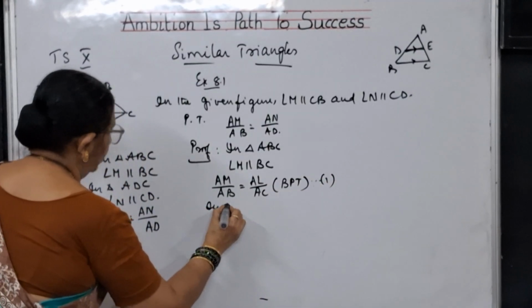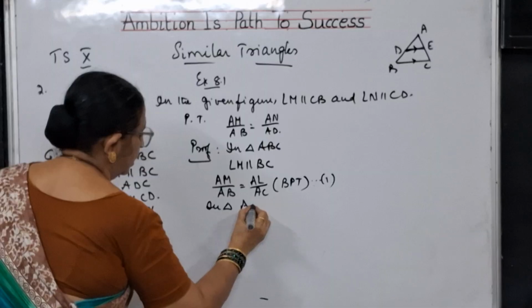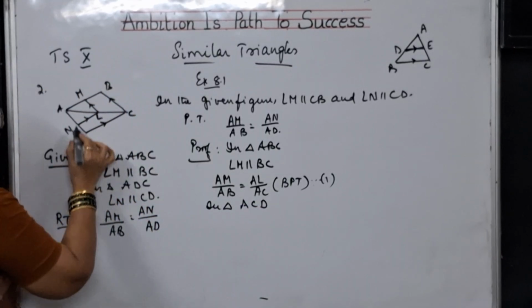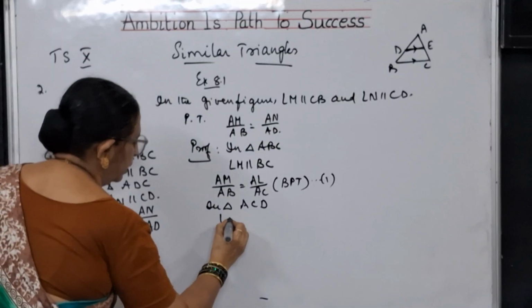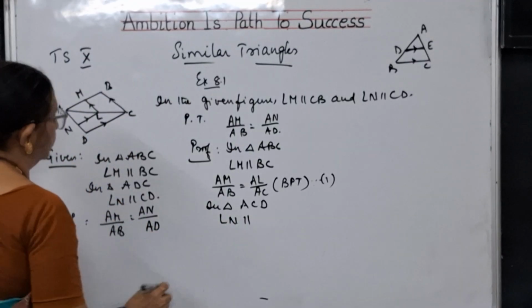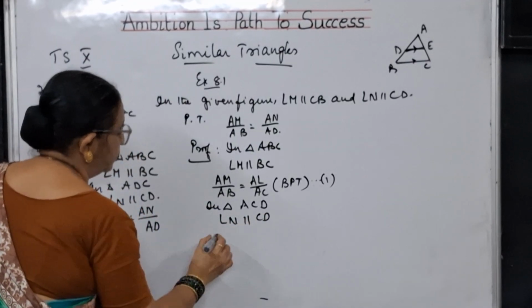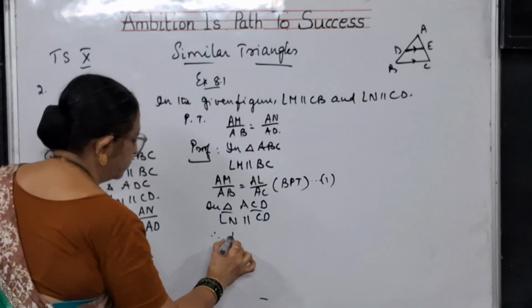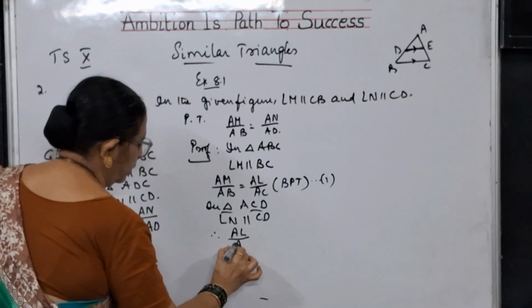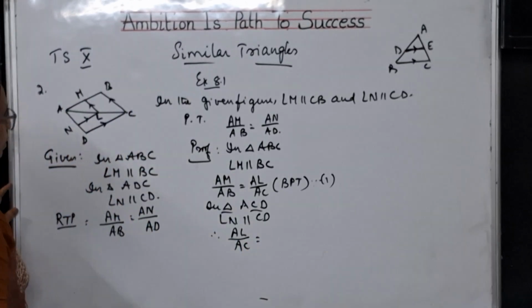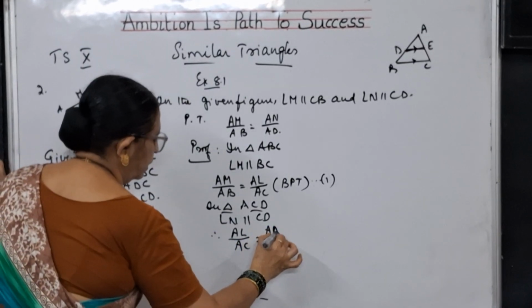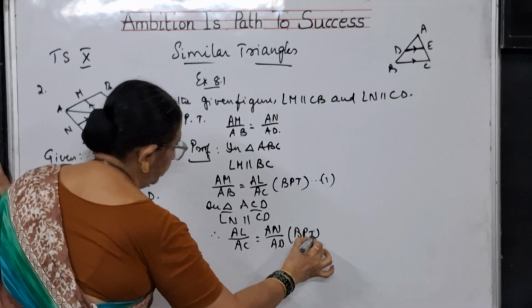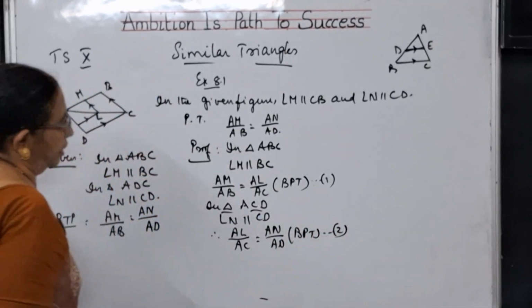Now, in triangle ACD, LN is parallel to CD. Therefore, AL by AC is equal to AN by AD basing on BPT. This is the second one.